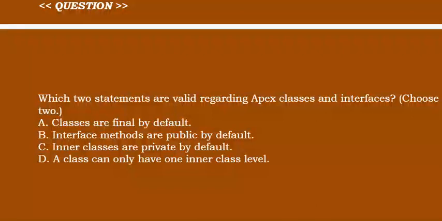Next question is, which two statements are valid regarding Apex classes and interfaces? Choose two options. Option A. Classes are final by default. Option B. Interface methods are public by default. Option C. Inner classes are private by default. Option D. A class can only have one inner class level. Correct answer is option B and option D.